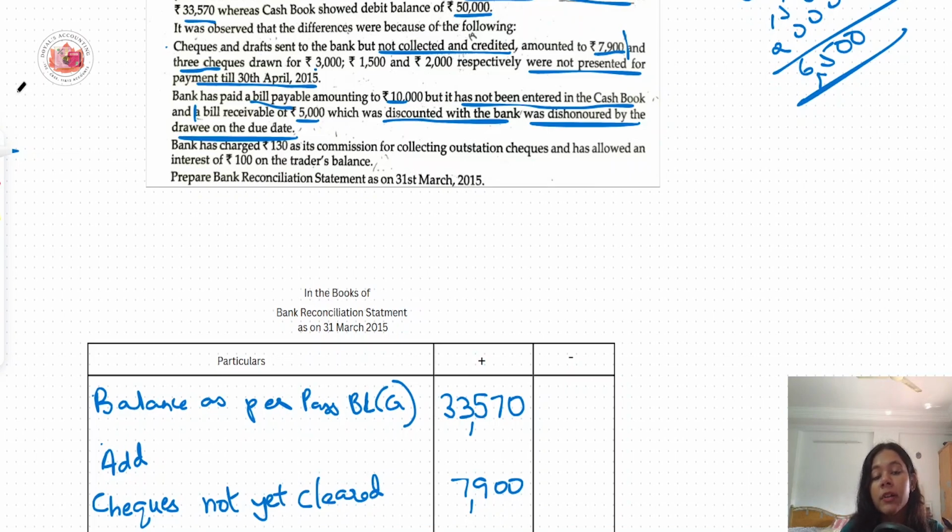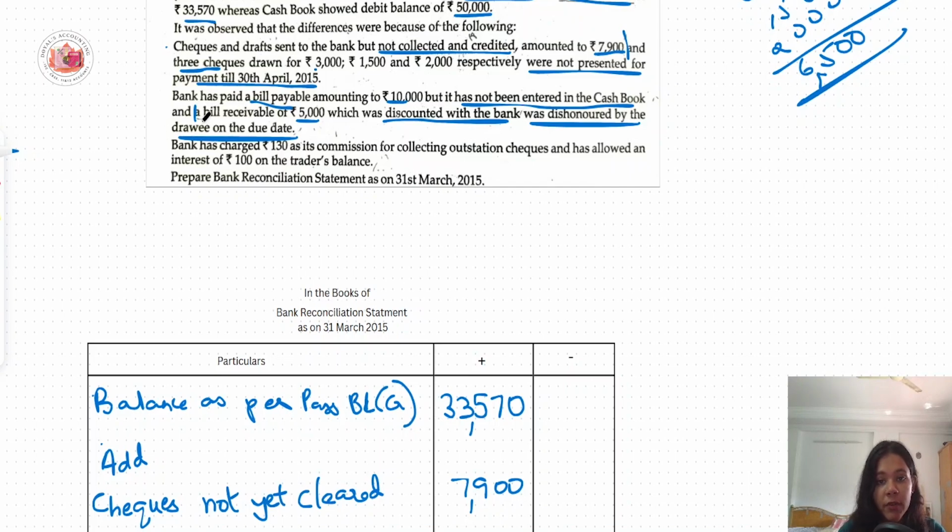So the bank has paid a bill worth rupees 10,000 on our behalf, and this has not yet been reflected in our cash book. That means our cash book has a higher balance than our passbook by 10,000 rupees. Now our cash book balance is more than our passbook balance. So to equalize it, I'll have to add 10,000 to my passbook balance. See, the bank has directly made a payment.